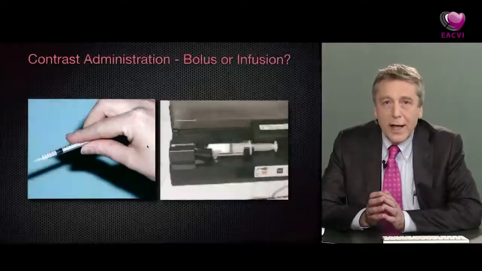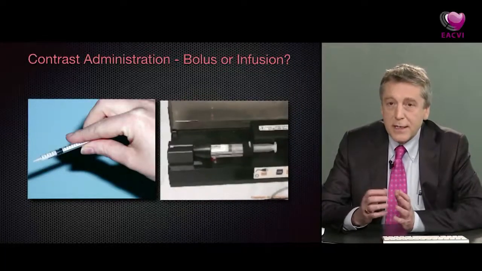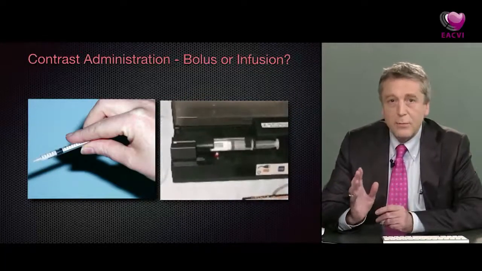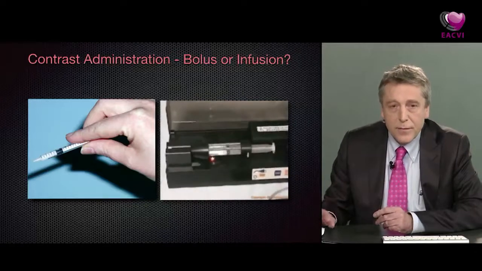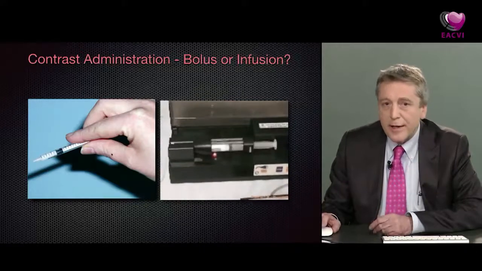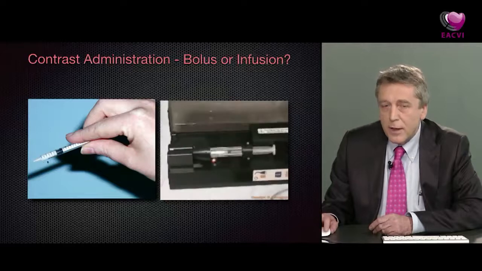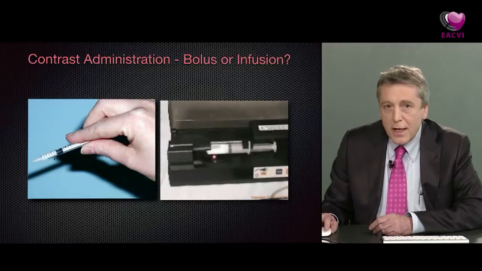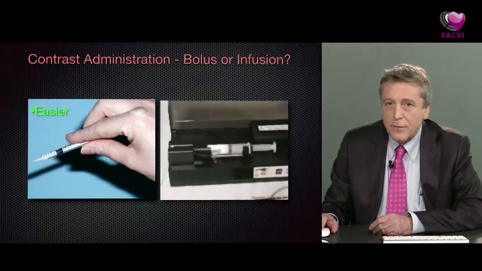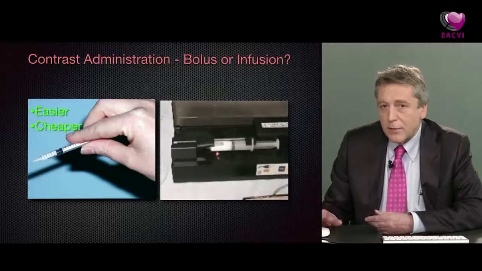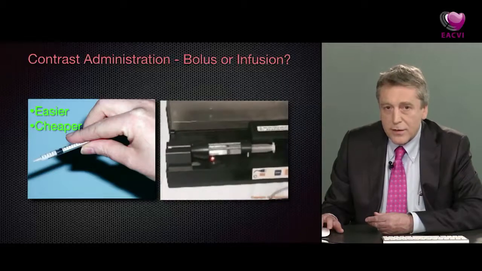So how do we actually give the contrast agent? Well, basically, we can do this using either a bolus or an infusion. If you're using a bolus, we're only going to be giving a very small volume, so a 1 ml syringe is usually sufficient. And the advantage of doing this type of administration is that it's very easy and it's cheaper because you end up using a very limited amount of contrast agent.